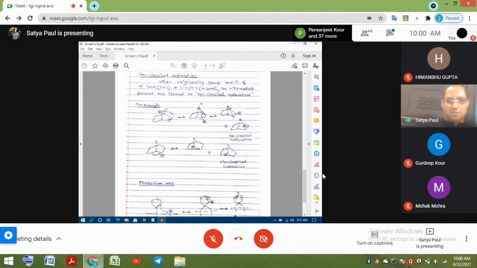This non-classical carbocation is formed when this sigma bond is acting as a neighboring group, and this non-classical carbocation is formed when the double bond, pi bond, is acting as a neighboring group. So I have given you two examples: one, non-classical carbocation when pi bond is acting as a neighboring group, and another when sigma bond is acting as a neighboring group.